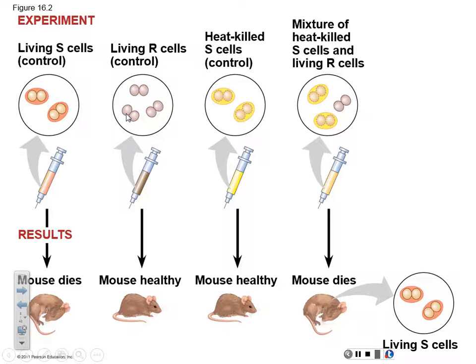And when he did it the other way around, you can predict what's going to happen pretty easily, right? If you took a dead rough and you mixed it with a live smooth, you know what happens?